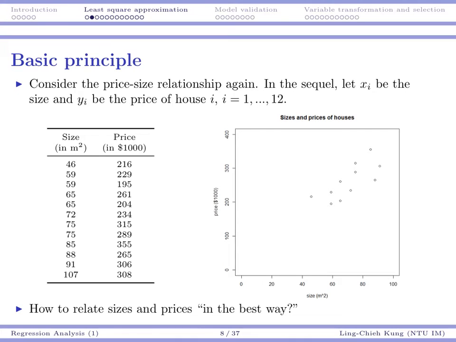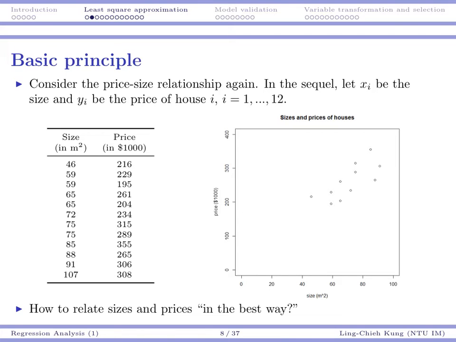So let's still start with our example. Consider that price-size relationship. We have 12 houses. We know their sizes and we know their prices. Below, we will call the sizes xi and the prices yi, so that they are labeled as xi and yi and we can use symbols to deal with them.